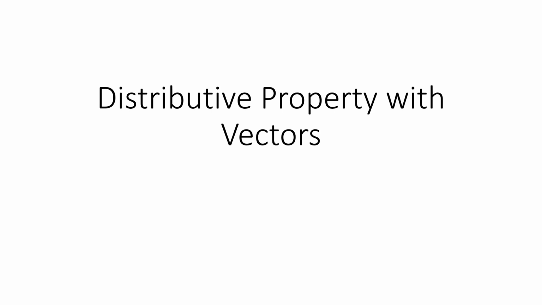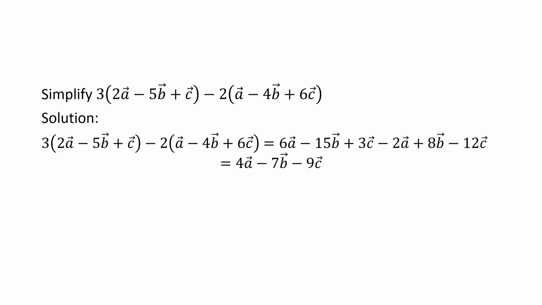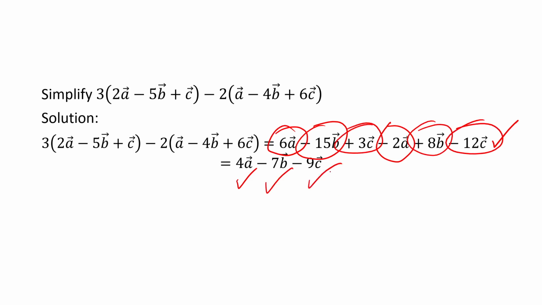Now, can we use the distributive property with vectors? And the short answer is yes, we can, very conveniently. So suppose we wanted to find out what is 3 times the vector 2a minus 5b plus c, minus 2 times the vector a minus 4b plus 6c. It's as easy as it might look. You can simply distribute the 3 into the first bracket and distribute the negative 2 into the second bracket and come up with this expression right here. And then you can collect like terms just like you do with variables. 6a minus 2a is 4a. Negative 15b plus 18b is negative 7b, and 3c minus 12c is negative 9c. And we get our nice answer there.